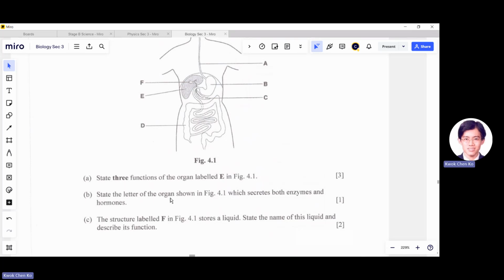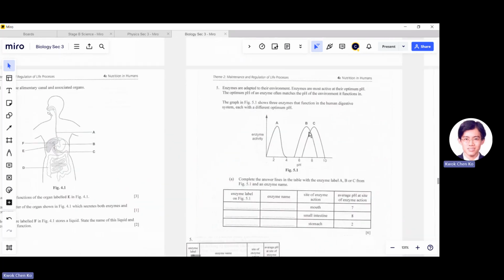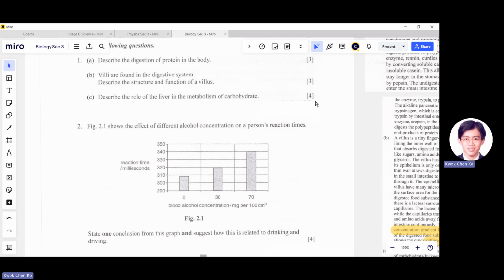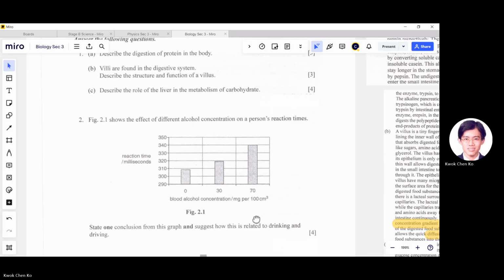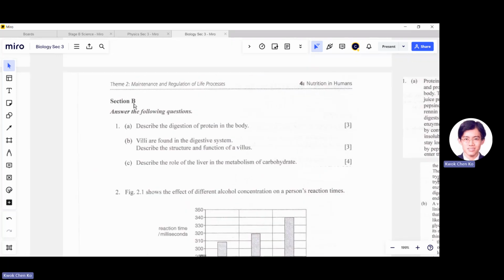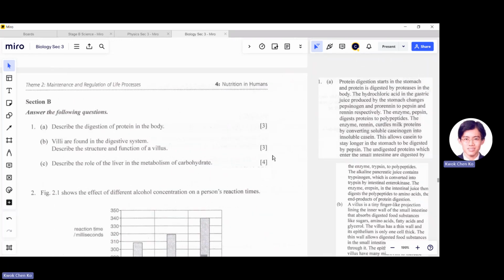So some are easy, some are not. Section B is the tough one. Minimum 3 marks, 4 marks, 5 marks. Section B will be the long questions. So they can write a long story like this.